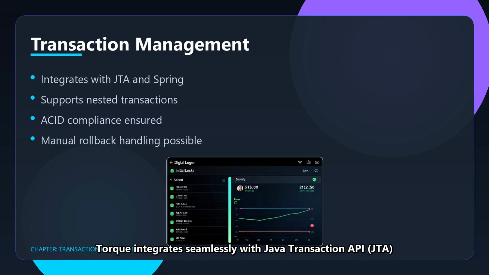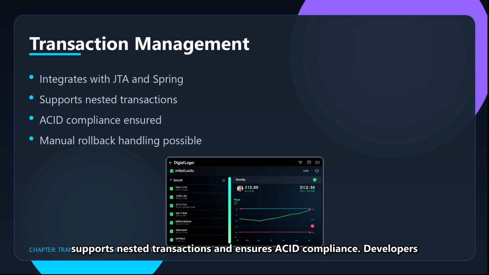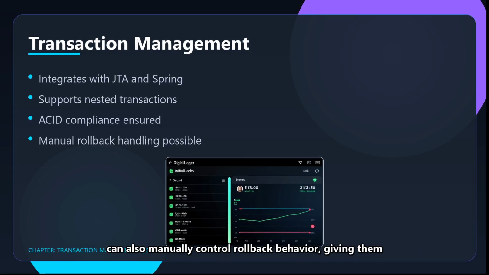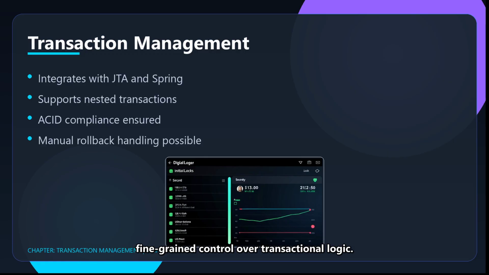Torque integrates seamlessly with Java Transaction API, JTA, and Spring Framework for robust transaction management. It supports nested transactions and ensures ACID compliance. Developers can also manually control rollback behavior, giving them fine-grained control over transactional logic.